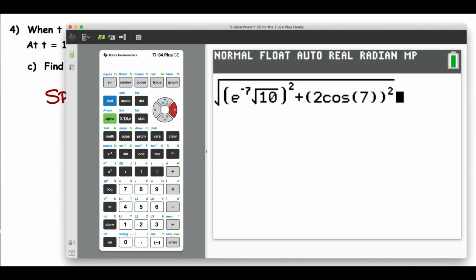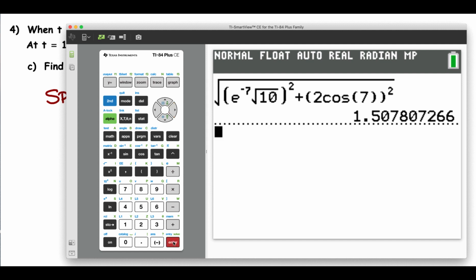So we get it typed in, and we see our answer of 1.507 or 1.508. Again, either one works. If you want to be safe, just round it 4 places, and that way you don't have to worry about rounding incorrectly.